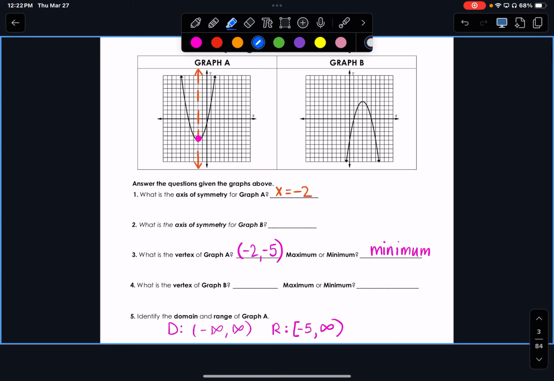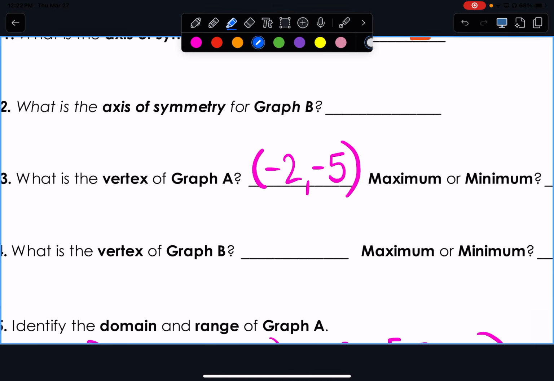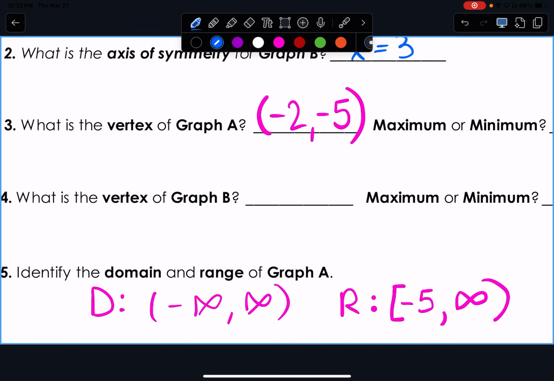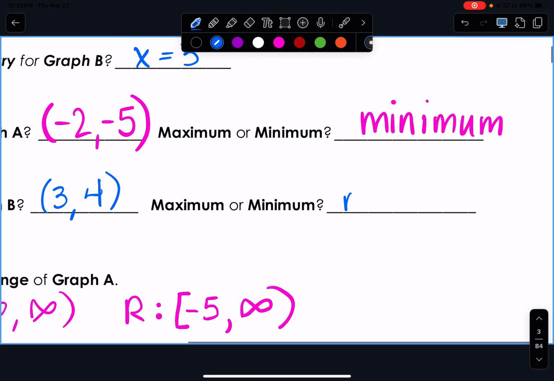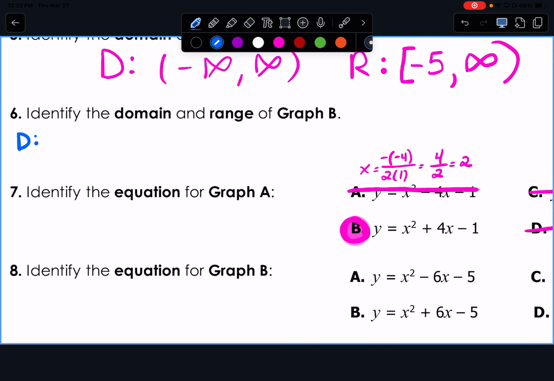All right. So for 2, what is the axis of symmetry for graph B? X equals what? 3. What was the vertex of graph B? 3, 4. Is that a max or a min? All right, 4, domain and range. What is the domain of graph B?